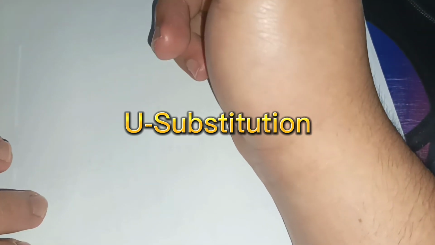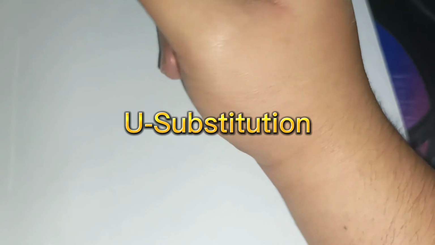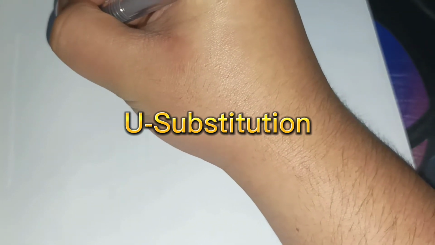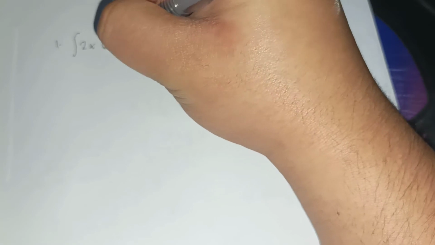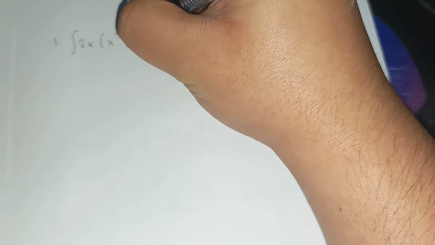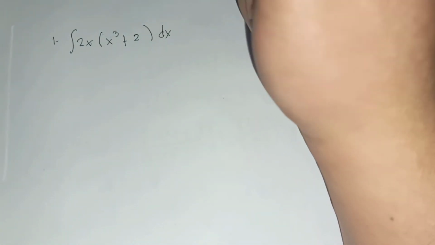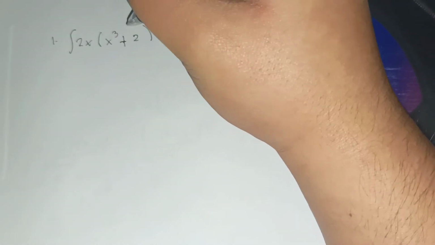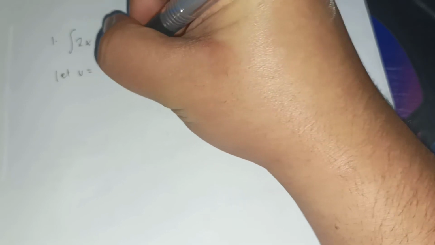Hello everyone, so I'm going to be presenting to you a tutorial video on how to solve an integration by using u substitution. The problem is the integral of 2x times x cubed plus 2 dx. I usually use the one inside the open and close parenthesis for my u. So I will let u equal x cubed plus 2.